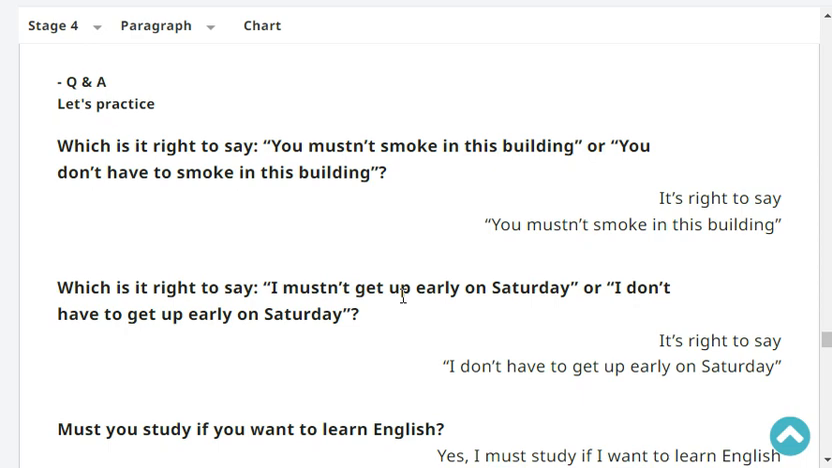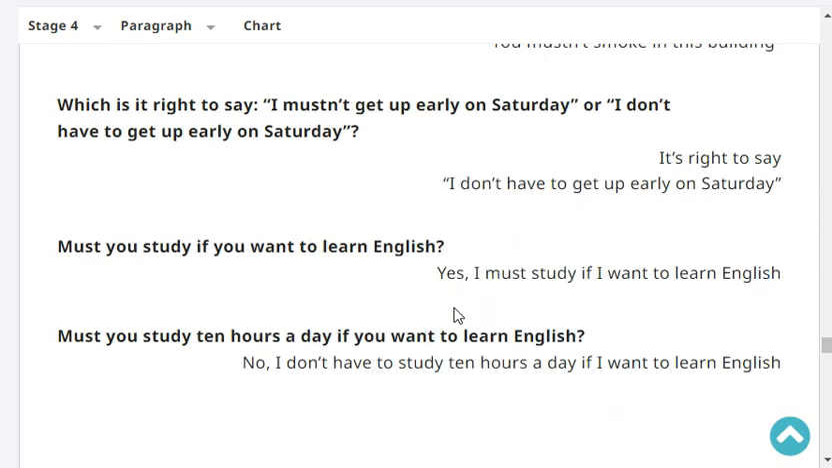It's right to say I don't have to get up early on Saturday. Very good. Must you study if you want to learn English? Yes, I must study if I want to learn English. Must you study 10 hours a day if you want to learn English?